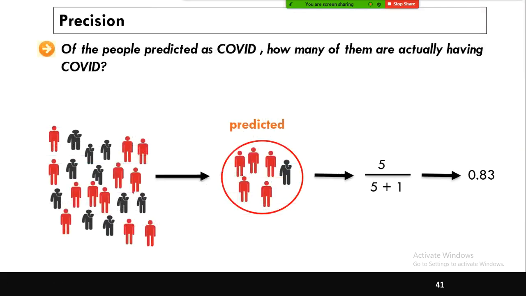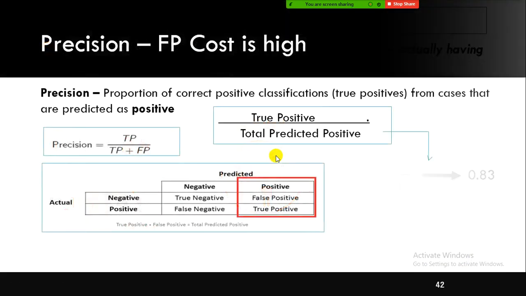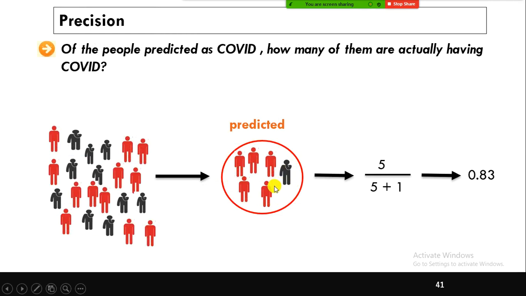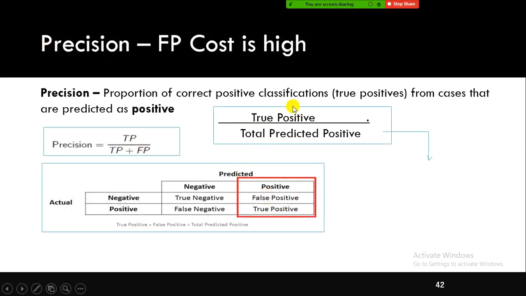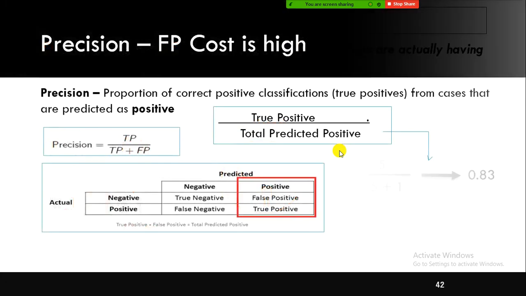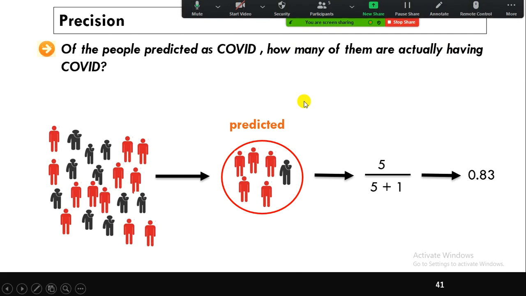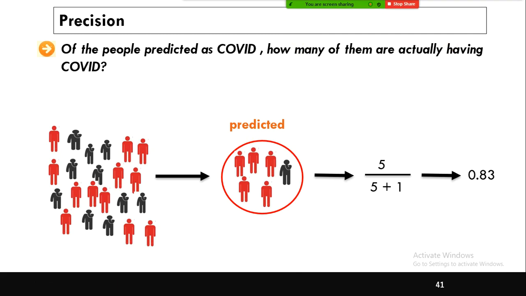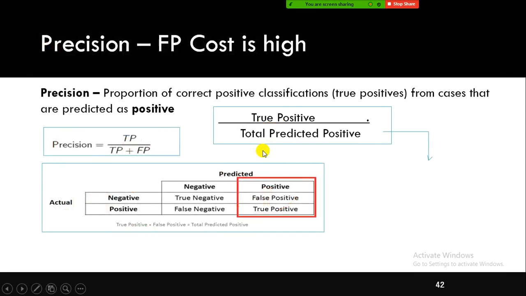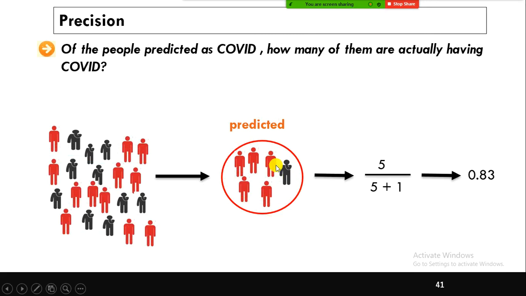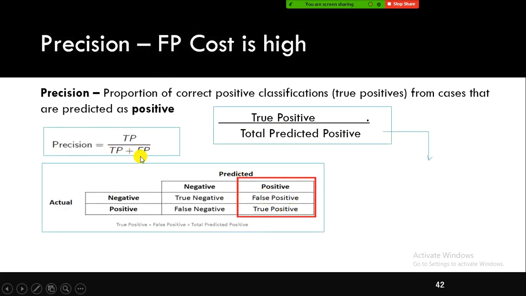Is it easy to remember? Are you able to grasp it? Total predicted positive is in your denominator. Of these total predicted positive, how many of them were correctly predicted? 5, isn't it? So the true positive divided by total predicted positive is nothing but your precision. Precision in the English dictionary is kind of accuracy. Let's not get confused with the accuracy metric and this dictionary word. I just use that to help you understand precision in a simple way. But remember this formula: of the total predicted COVID people, how many actually have COVID? The formula is TP divided by TP plus FP.